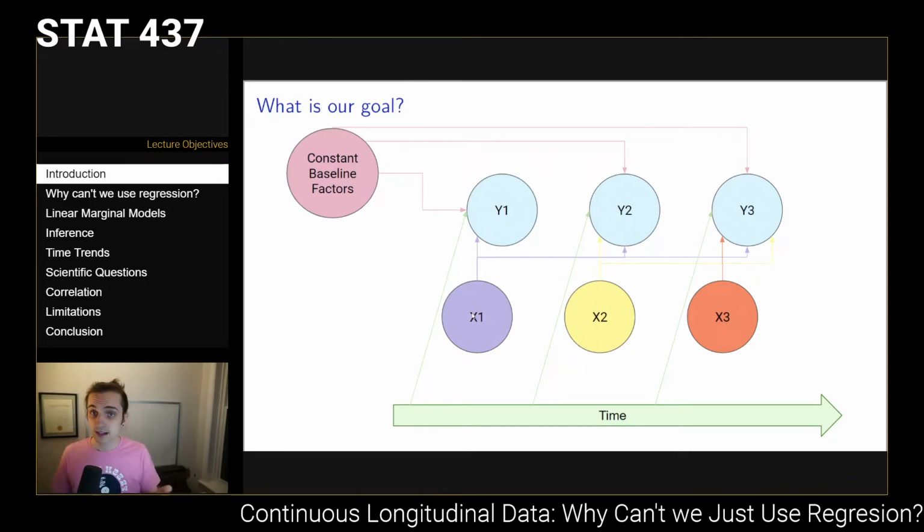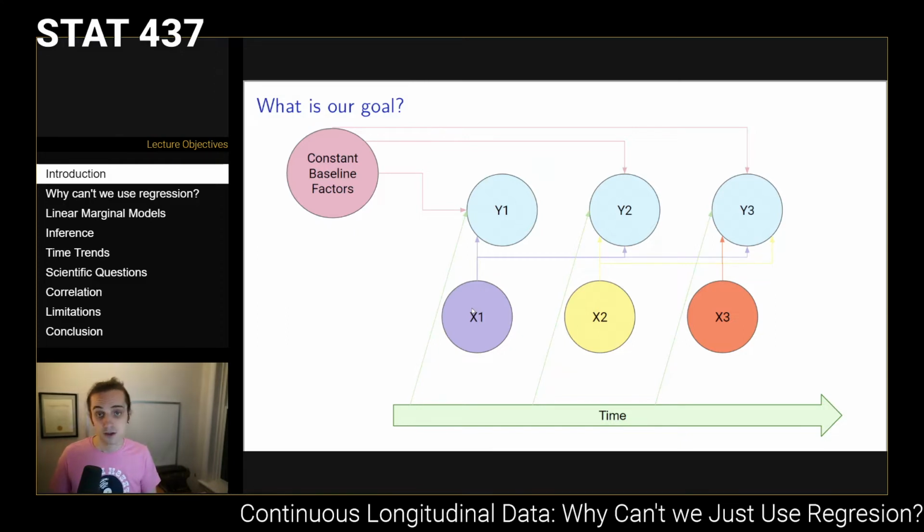So let's take a concrete example and say that yi is something like blood pressure or heart rate or some factor like that. And maybe our explanatory factors are the amount that someone smokes. Okay, and so we want to know, how does smoking impact someone's blood pressure, for instance?